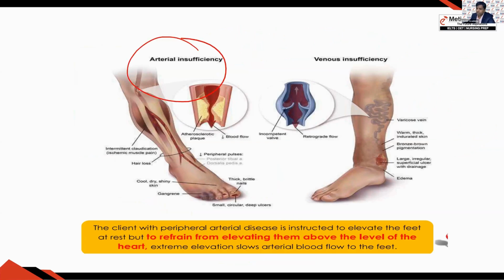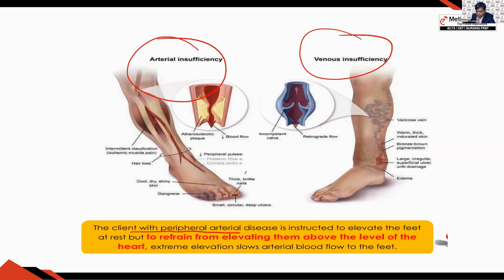How do you confirm the nurses are mostly prone to venous insufficiency? What is the major difference between arterial and venous ulcer? Arterial ulcer will be different, venous ulcer will be different. When the wound is there, you should know how to assess the wound, whether it's an arterial ulcer or a venous ulcer. So, what is the special thing here?